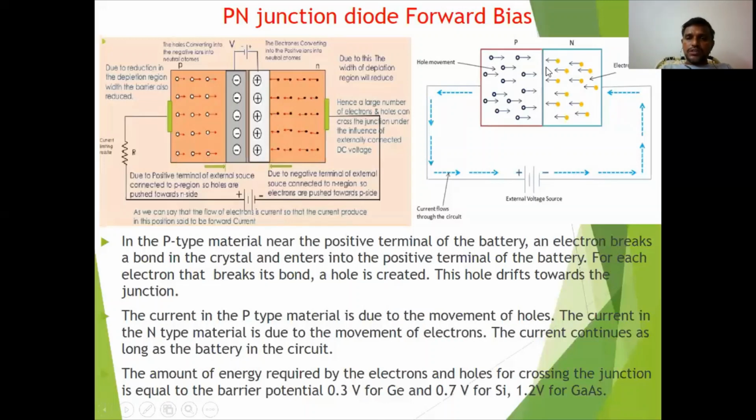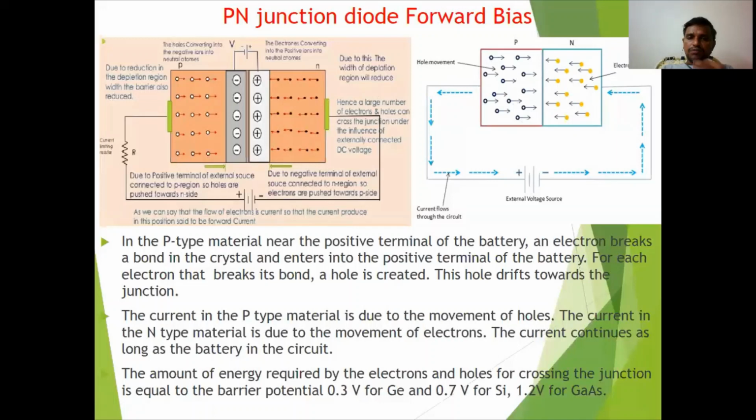Okay, so this is the diagram where, if you increase the external voltage more, the depletion region width will become zero. That means it is reduced. So the holes will move freely into the n-type, and electrons will move freely from n-type to p-type. Okay, so that is the final step that will happen.